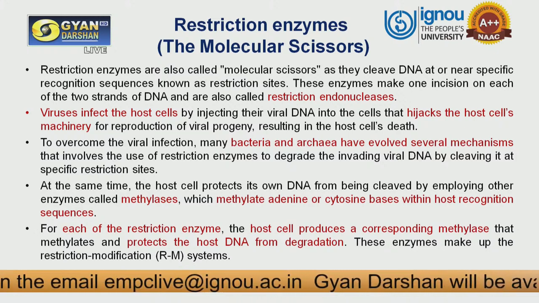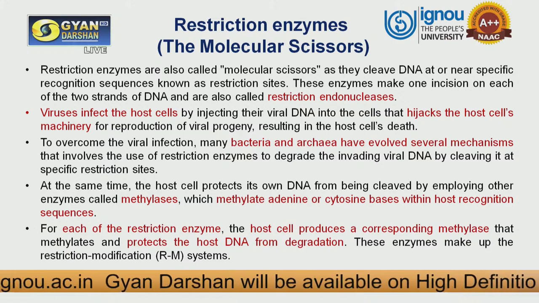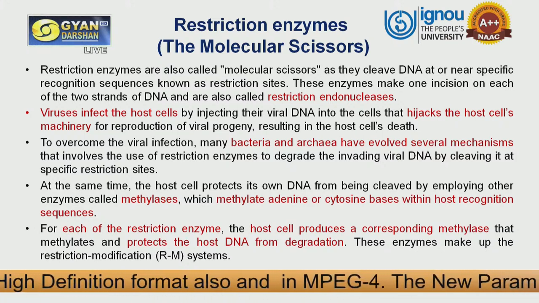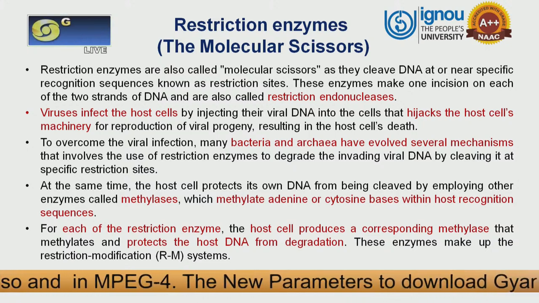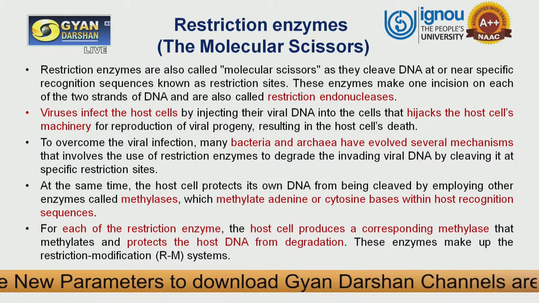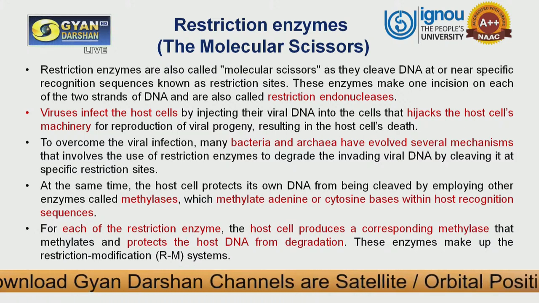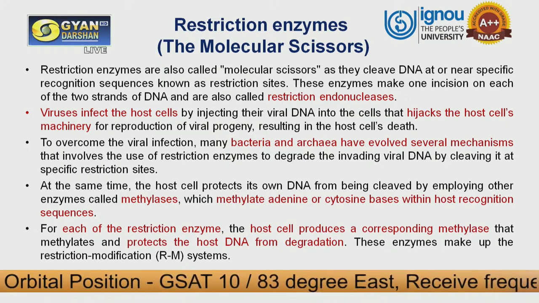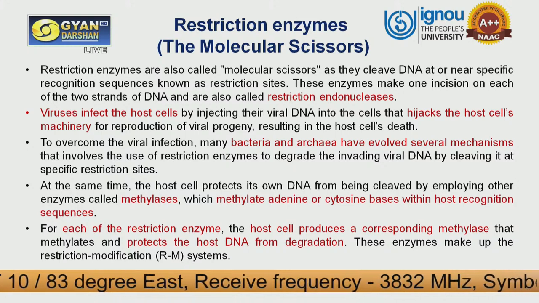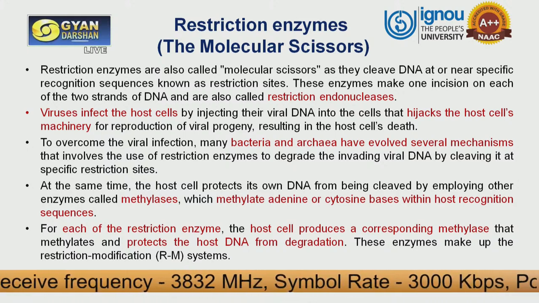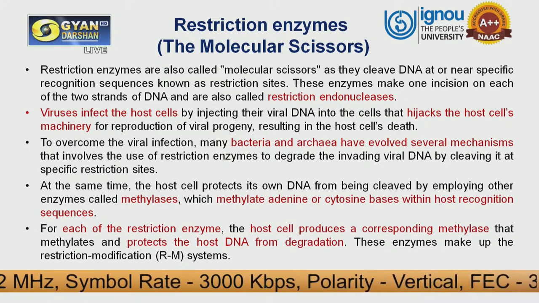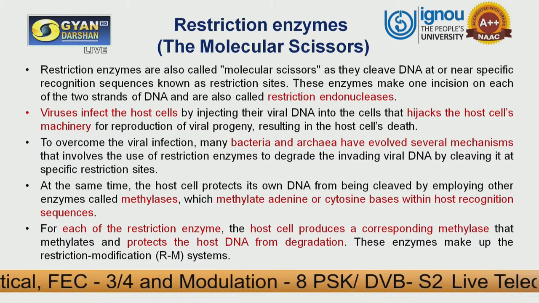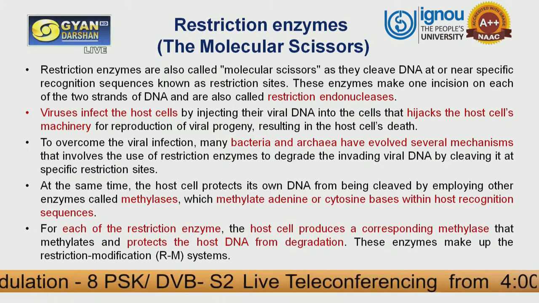What are these restriction enzymes? These restriction enzymes are the molecular scissors. Why do we call them molecular scissors? Because these restriction enzymes can cleave DNA at a recognition sequence. These recognition sequences are called restriction sites in a DNA sequence. They can identify these restriction sites and cut at a particular restriction site. These enzymes can make one incision on each of the two strands of the DNA. As we know, DNA is a double helical structure, so it will make an incision on both strands. These enzymes are also called restriction endonucleases.